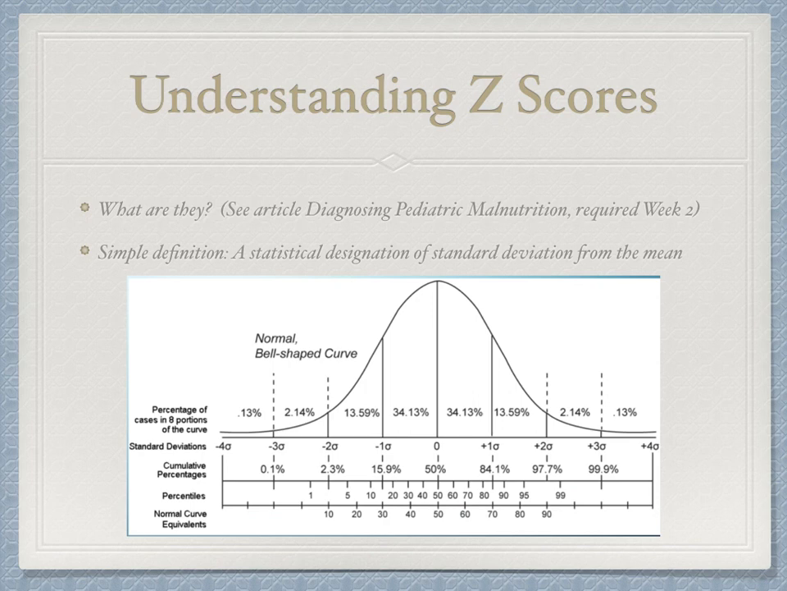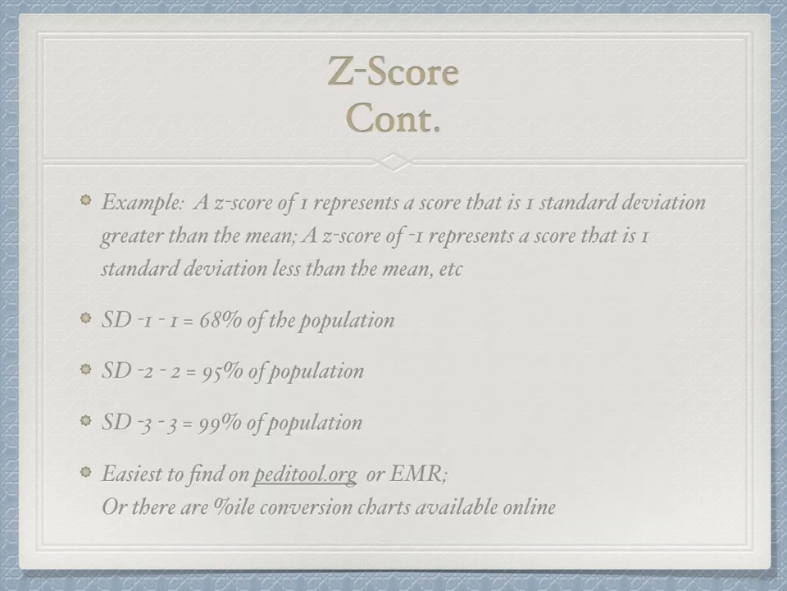For example, a Z-score of 0 is at the 50th percentile. A Z-score of -1 is approximately at the 15th to 16th percentile. A Z-score of +1 is approximately the 85th percentile. And that's how we use them to correspond to the growth chart percentiles.